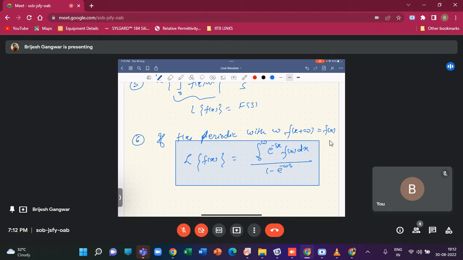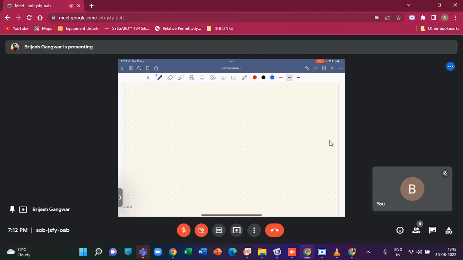So let's go to some examples. Question 1. We are just considering f(x) equal to 1. Then we find the Laplace of 1. Can you find it?